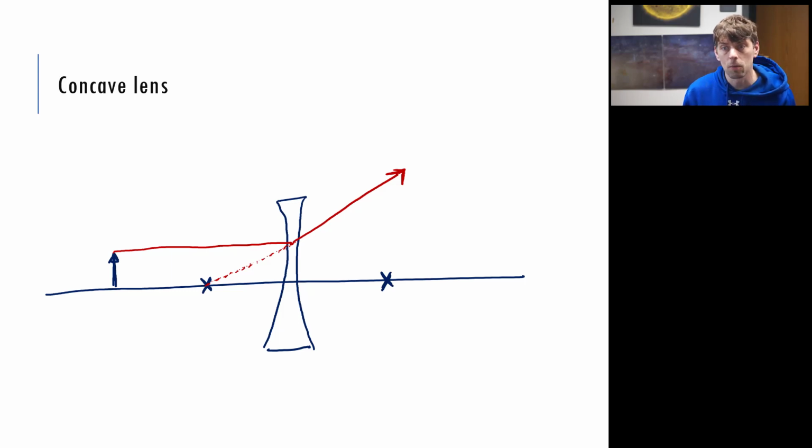Well, how about the center one? The one that goes through the optical center. That one passes through undeflected. Not half bad. There we go. And then we have the third one.